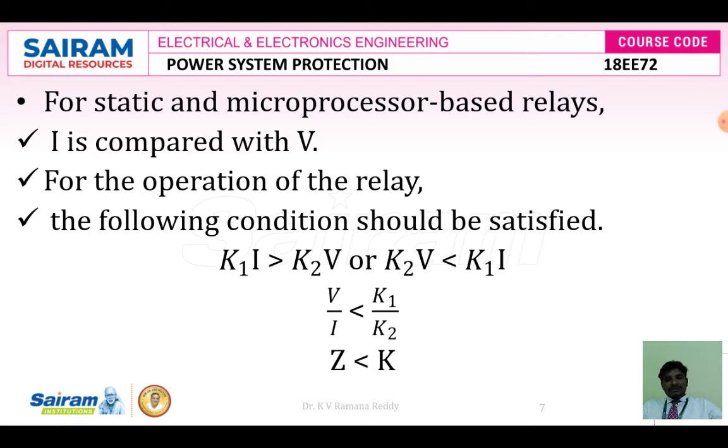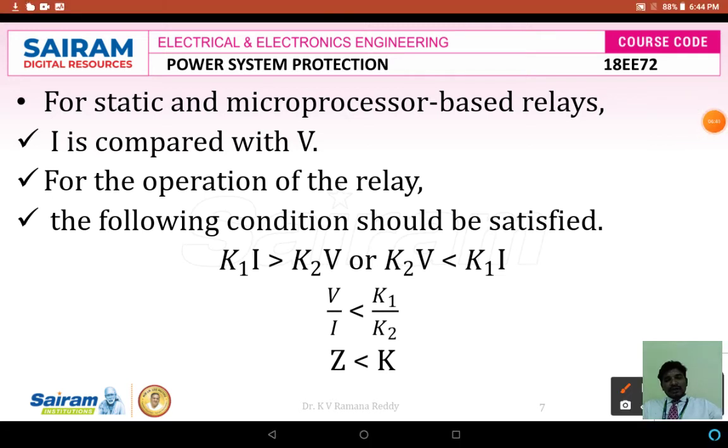For static and microprocessor based relays, we are going to compare I and V. If I is greater than V or if V is greater than I, we can conclude that it's a positive torque and negative torque. Positive torque is called operating torque and negative torque is called restraining torque. To close the circuit breaker, the following condition should be satisfied: the I value should be greater than V for static and microprocessor relays.